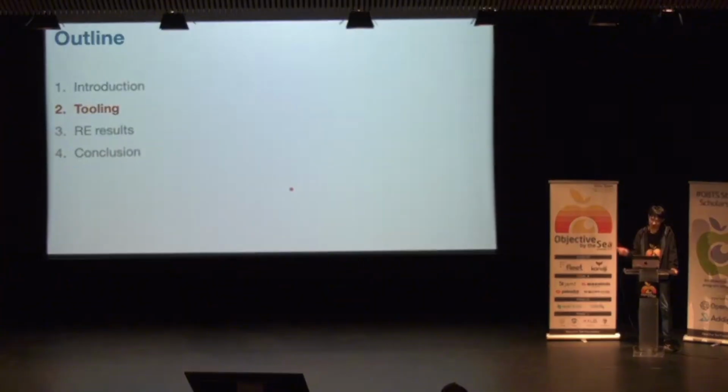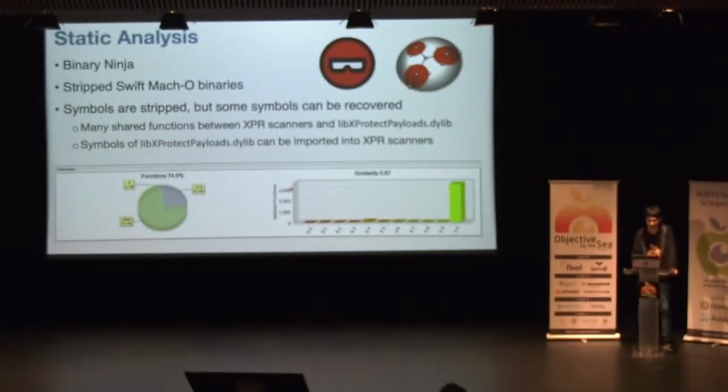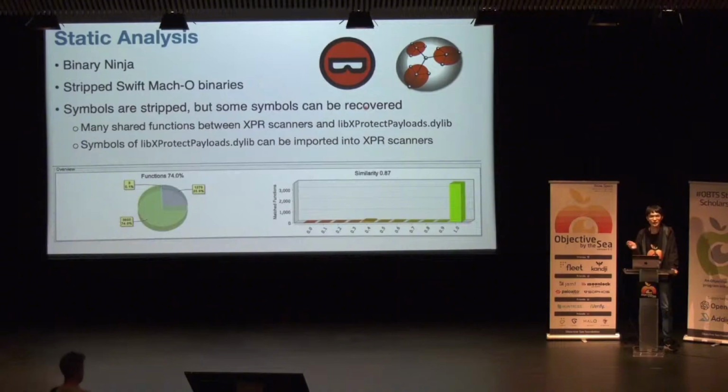Okay, so next, let's move on to the tooling, how I did what I did. I analyzed more than 20 Swift binaries using Binary Ninja. Of course, these binaries are stripped, but surprisingly, some symbols can still be recovered. That's because I performed binary diffing and found that XPR scanners share functions with the libxprotect payloads dirlib. This means that we can import the symbols exported by the dirlib into the XPR scanners.